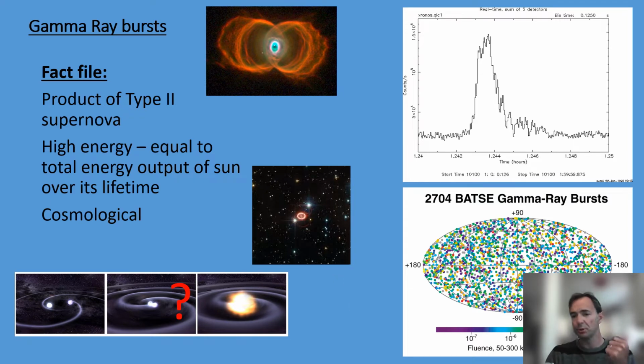Basically, fact file: product of a type 2 supernova, extremely bright, very, very far off, almost certainly, or some black hole and neutron stars coalescing. Coalescing is the word, coming together.